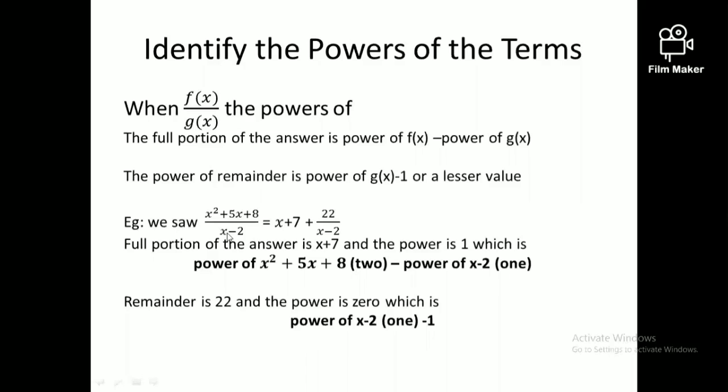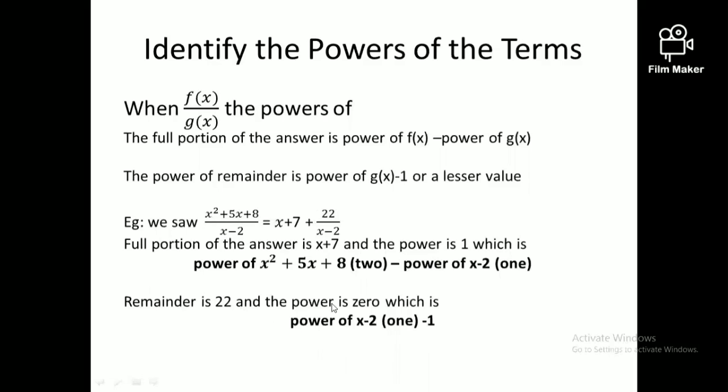What is the power of the divisor over here? The power is 1. So the power of the remainder should be 0, since 1 minus 1 is 0. For the full portion, the answer is x plus 7 and the power is 1. How do you get it? Here the power is 2, minus the divisor's power 1. 2 minus 1 is 1. So you can see it's a power 1 equation.